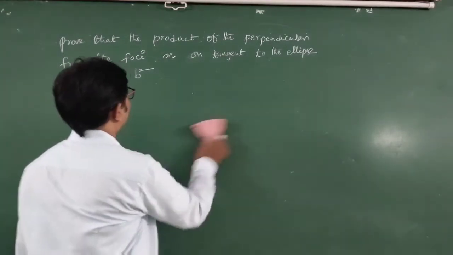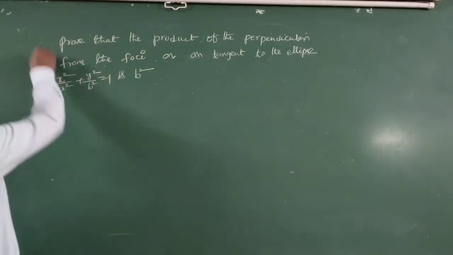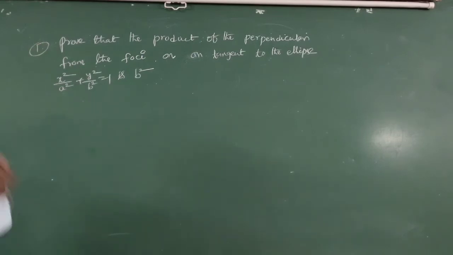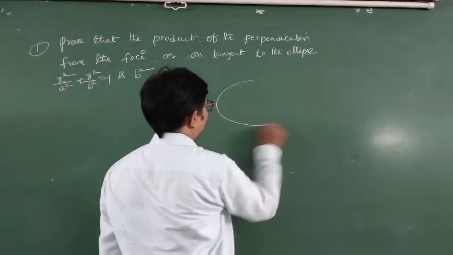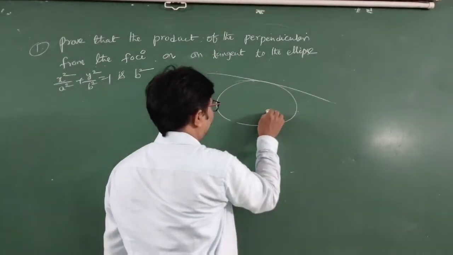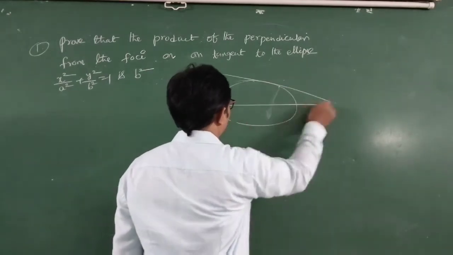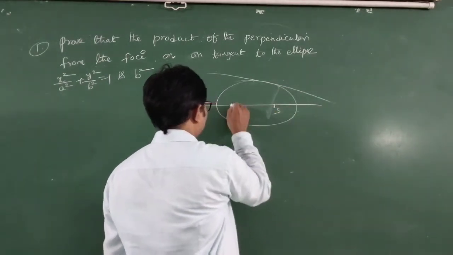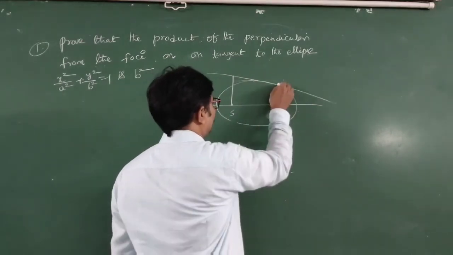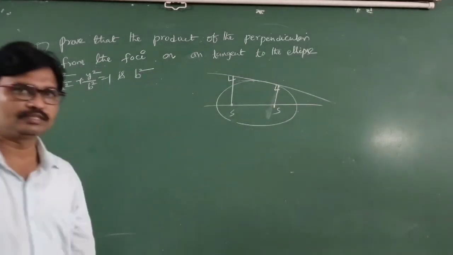Now, prove that the product of the perpendiculars from the foci to any tangent to the ellipse is b square. So, dear students, we are taking any tangent. Now we have to find this. The foci are S and S dash. When you find the product, it is undoubtedly b square.